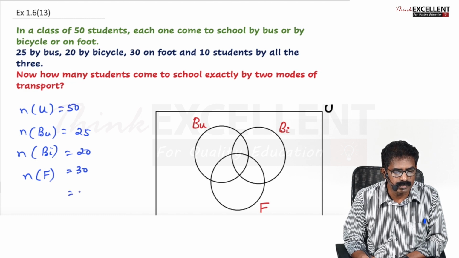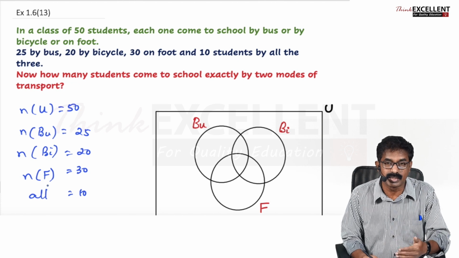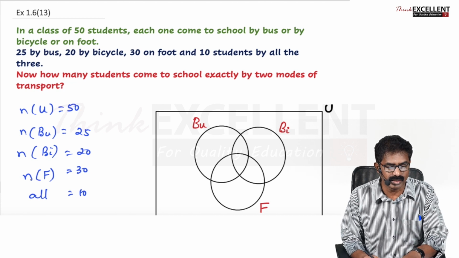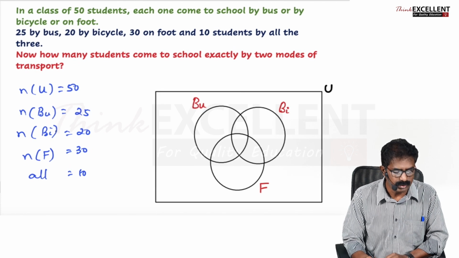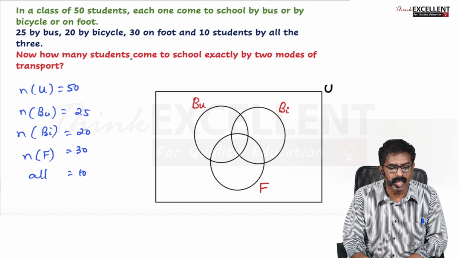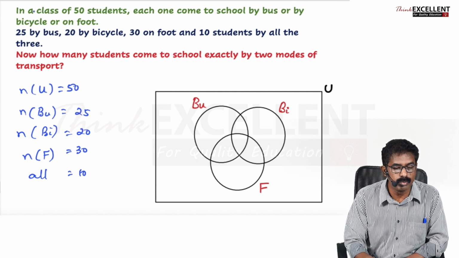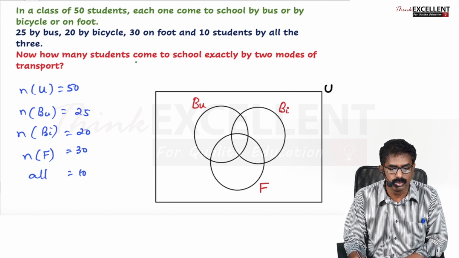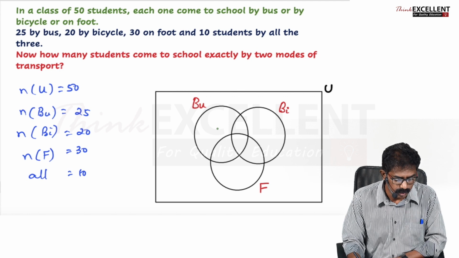10 by all the 3. That is bus intersection bicycle intersection foot, right? All the 3. Now what they asked, see, how many come to school exactly by 2 modes? Exactly 2. That means only 2.